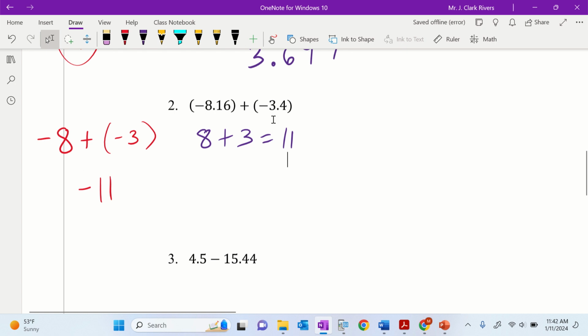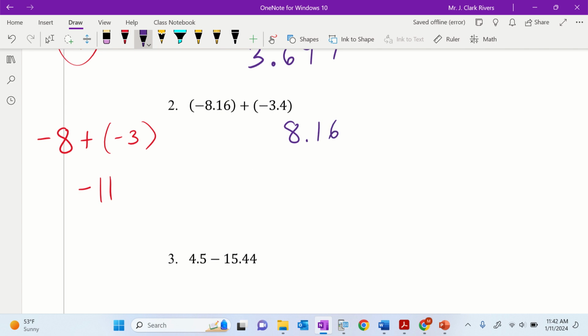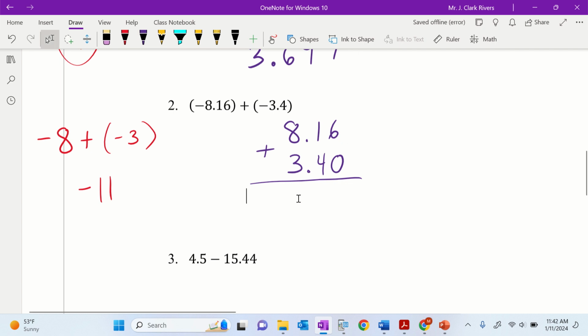8 plus 3 is 11. I'm going to work this problem like what you see here in purple. Just know at the end we'll have to change our sign. So here we go. I'm going to write positive 8.16. Yes, I know it's negative, but I'm going to work it like a positive plus a positive 3.4. And again, there's nothing in the hundredths place, so I put a 0. There you go. So this is going to give me a positive sum. And remember, our estimate said this should be negative. So whatever I get here for my sum, I'm going to rewrite it off to the right here and then put a negative sign in front of it.